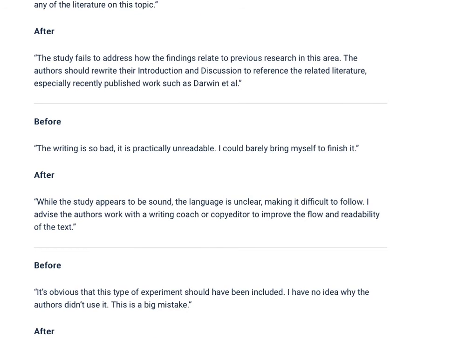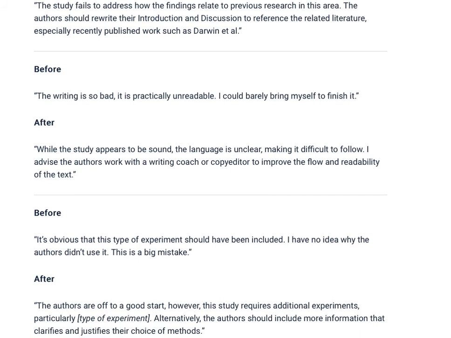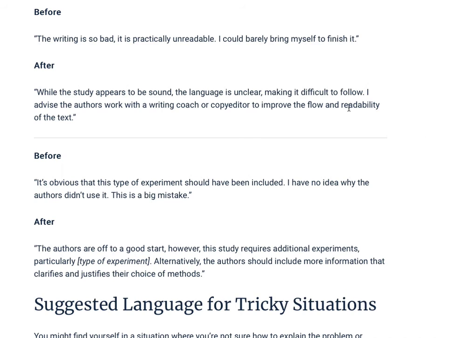Let me give you another example of the before and after. Before, "The writing is so bad, it's practically unreadable. I could barely bring myself to finish it." After, "While the study appears to be sound, the language is unclear, making it difficult to follow. I advise the authors work with a writing coach or copy editor to improve the flow and readability of the text."